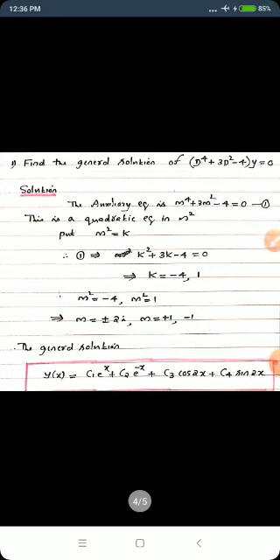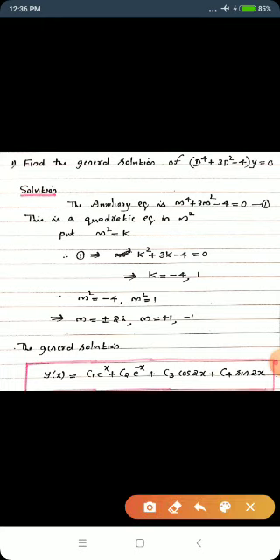Problems. First question. Find the general solution of D raised to 4 plus 3D square minus 4, of y is 0. Solution. We know the auxiliary equation of the given ordinary differential equation is m raised to 4 plus 3m square minus 4 equal to 0. This is a quadratic equation in m square; take m square as k, then we get the quadratic equation k square plus 3k minus 4, and solving it using a calculator we get k is minus 4 and 1.